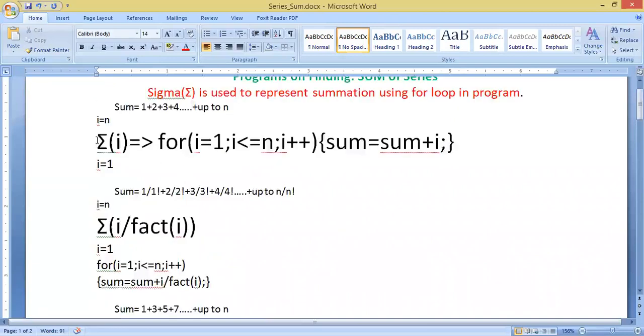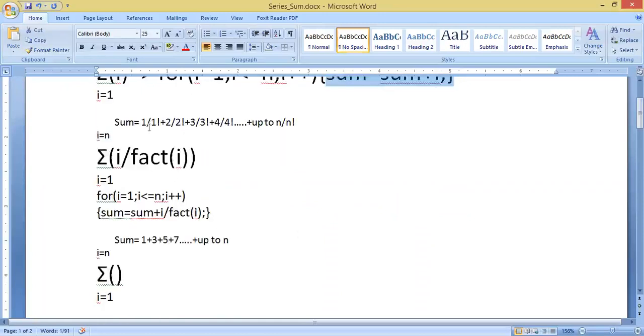Anybody feeling awkward about using this sigma? This sigma is just a mathematical representation, and I'm representing that for loop with the sigma, right? Whatever you have written with sigma, i is equal to 1 is below, i is equal to n is above. That is the for loop. And whatever you have passed inside the sigma bracket is done over here: sum is equal to sum plus i. Similarly, here your series is like this: 1 upon factorial 1 plus 2 upon factorial 2. So generalized, it is i upon factorial i. So i upon factorial i is passed inside sigma, and i is moving from 1 to n, and everything is added up, and that is the result.